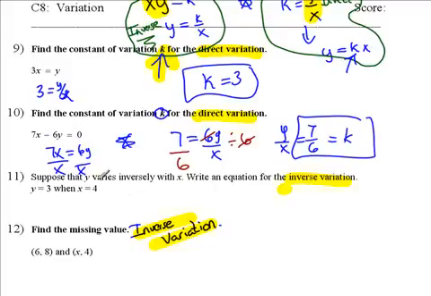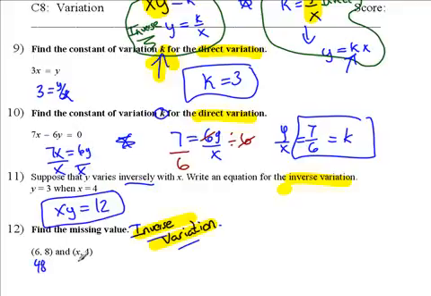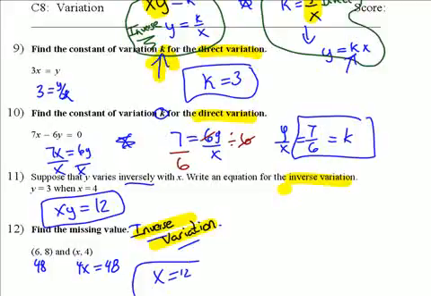Number 11, suppose that y varies inversely with x. Write an equation for the inverse variation. So I need something that looks like this. xy equals k. Well, x is 4 and y is 3. So what is x times y? 12. We're done. Find the missing value. These are inverse variations. So x times y always equals the k. What's x times y for 6 and 8? 48. What does x have to be so 4 times x equals 48? X is 12. That's the missing value. We're done.